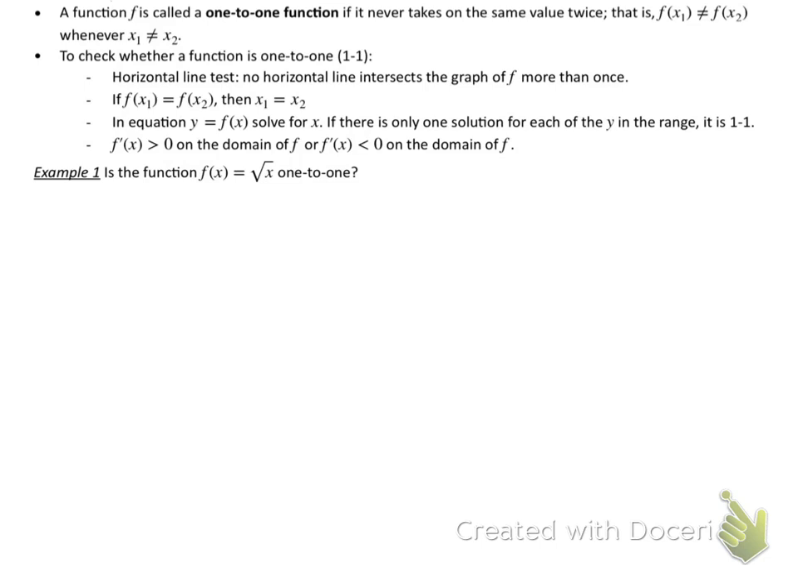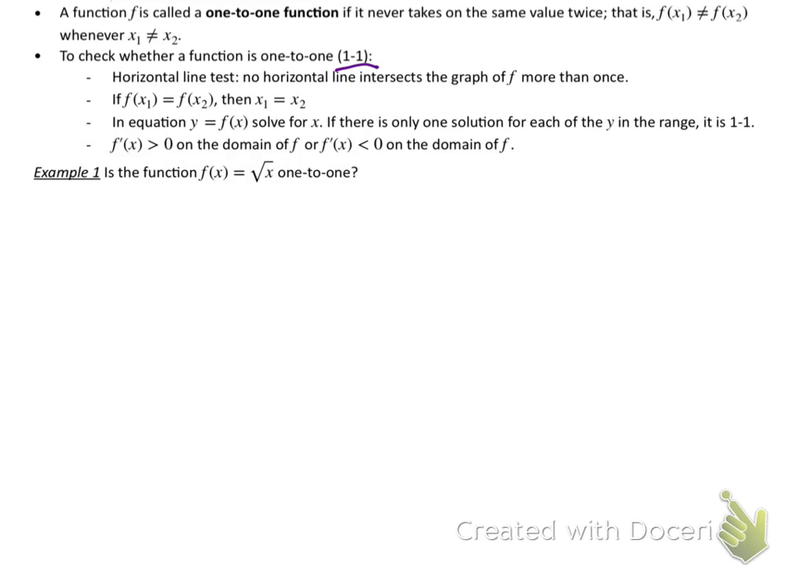To check whether a function is one-to-one, or shorthand for one-to-one, there are several ways you can check it. I'm listing some popular and easier ones depending on what kind of function you are having, and I'm going to show you how they work on my example. So here's my example. Function f of x equals square root of x, and we're going to check whether it is one-to-one.